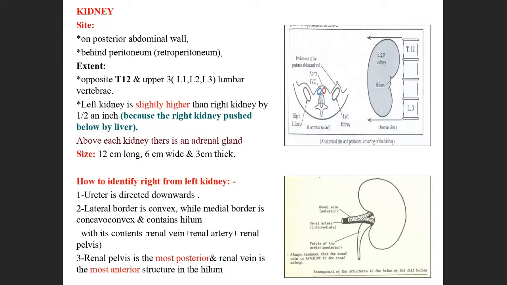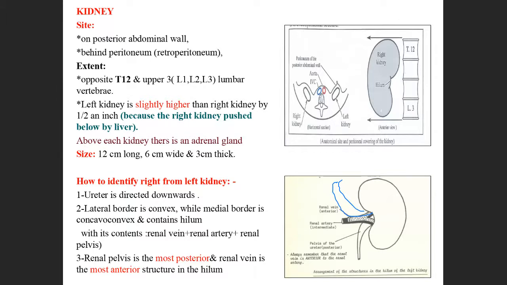Okay. Then how will you identify the side of the kidneys? First you have to see the direction of the ureter. This is the ureter. The ureter should face downwards. If you hold it in the reverse manner, the ureter will be like this, so then it is in the wrong position.